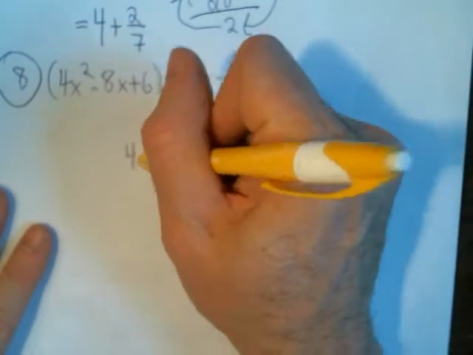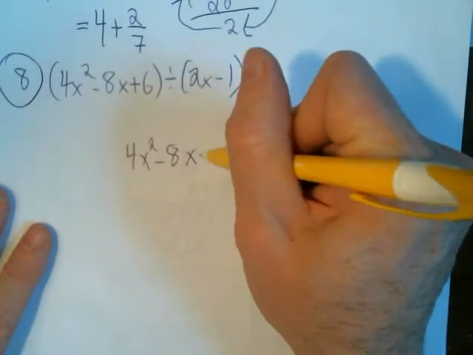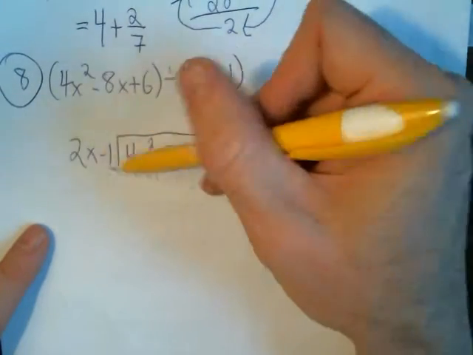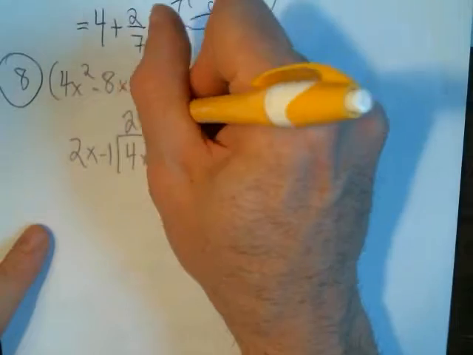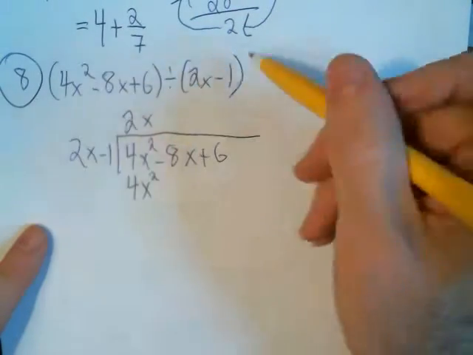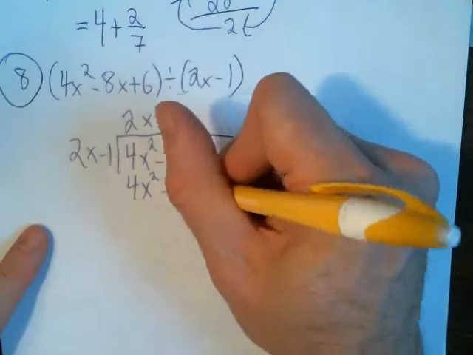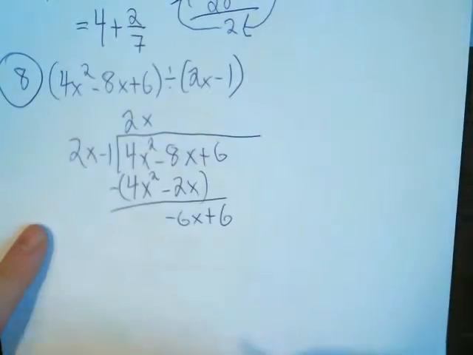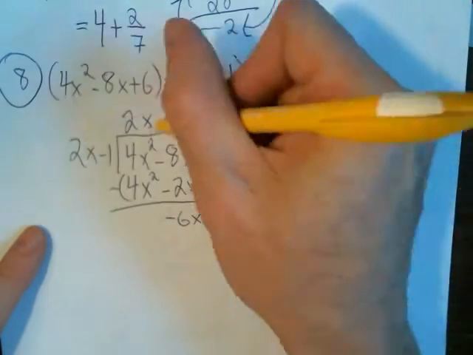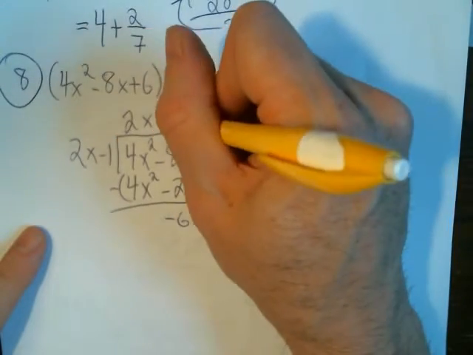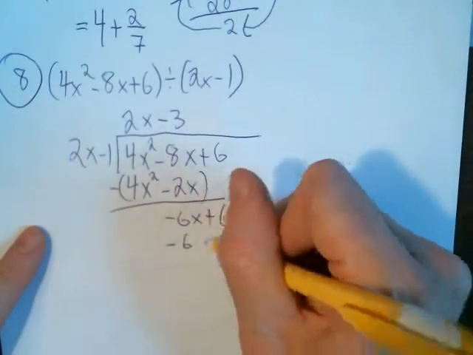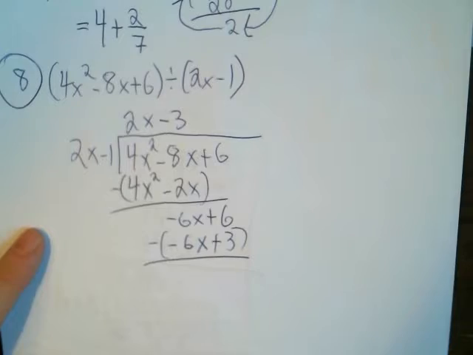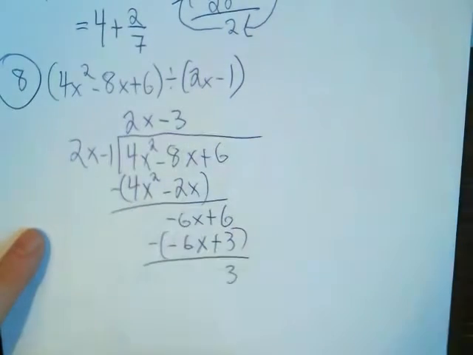So again, you set it up just like you would in arithmetic. And you're asking yourself, what times 2x is 4x squared? So you go, okay, that's 2x. Then 2x times negative 1 is minus 2x. And subtract those guys, and you get negative 6x plus, bring on the next term. And then what times 2x is negative 6x? So minus 3. Okay, subtract those, so you get 6 minus 3 is 3 as your remainder.